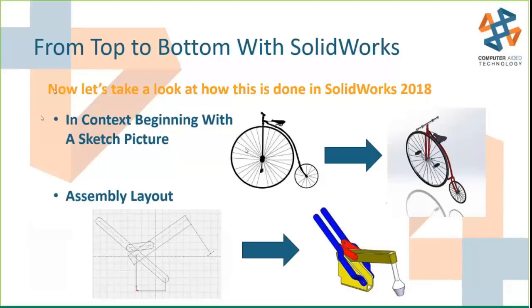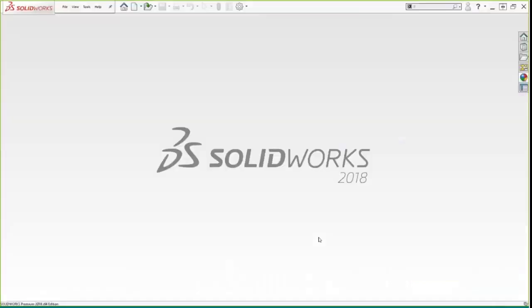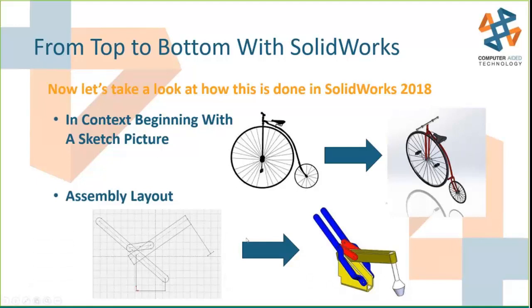So what I'm going to be doing is opening SOLIDWORKS and demonstrating how we start in context with a sketch picture and build the assembly. And then we're going to move to another technique I'd like to show you called assembly layout, which begins also with some sketch blocks and then goes straight to the assembly solids from there. So let me go ahead and get started with the SOLIDWORKS demonstration.